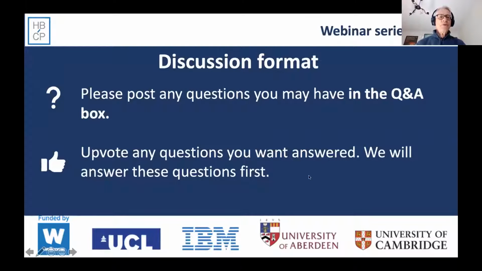So the discussion format goes like this: there's a Q&A box, which if you move your cursor down to the bottom of the screen, it should show up as Q&A. Post any questions you like as we go through the film, ideally as soon as they occur to you, in the Q&A box, and then monitor that, and upvote any questions that you want answered. Because there's likely to be more questions than we can answer in the session, on our screens we'll see the ones that have got the most votes, and we'll answer those first.